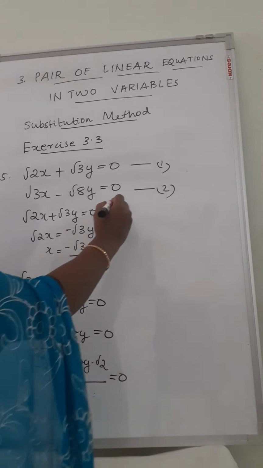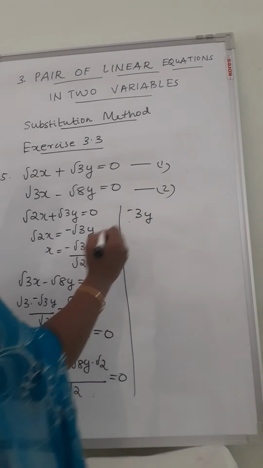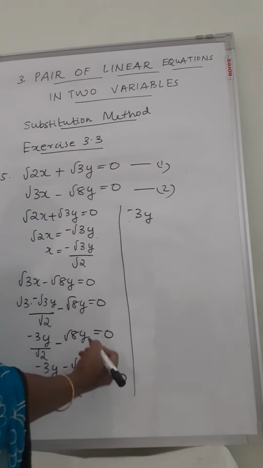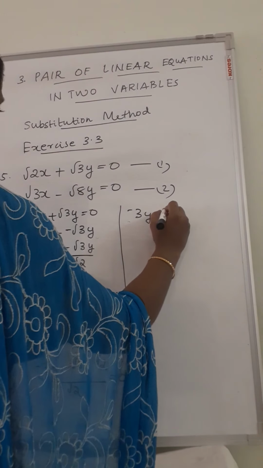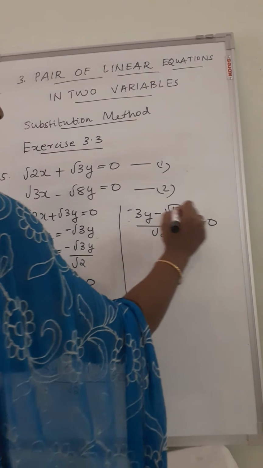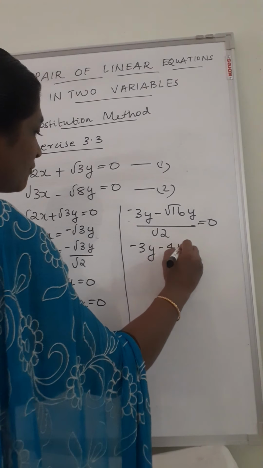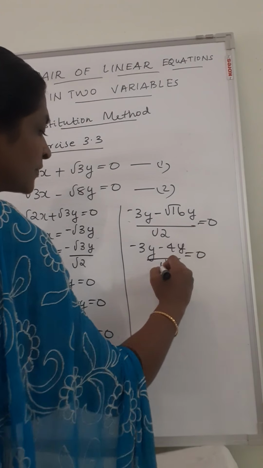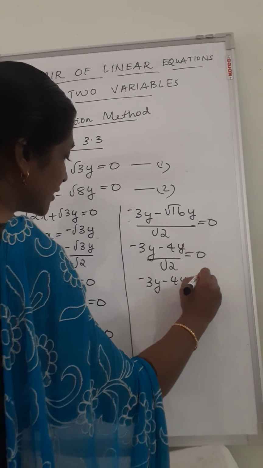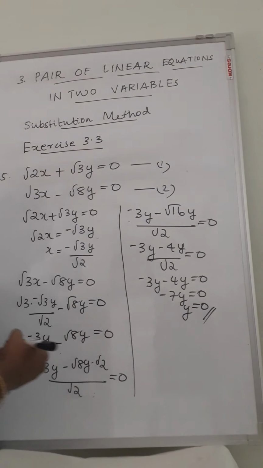Okay, doubt undo? Minus 3y minus root 8 into root 2, that is root 16y by root 2 is equal to 0. Root 16 is 4. Minus 3y minus 4y by root 2 is equal to 0. Cross multiplication, we get minus 3y minus 4y is equal to 0. That is minus 7y is equal to 0. That is y is equal to 0.